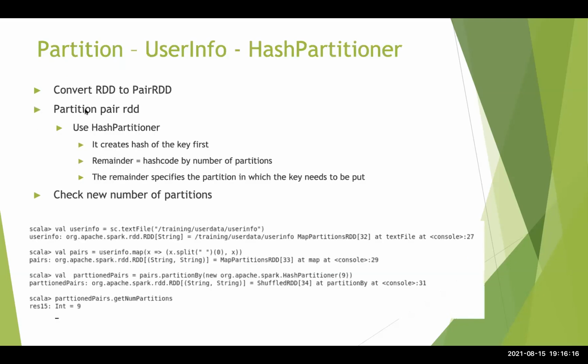So another thing is the HashPartitioner. I'm just trying to explain what HashPartitioner is. If you want to use HashPartitioner, you should have pair RDDs. Over the pair RDD, HashPartitioner works by creating the hash of the key first. Then, given the number of partitions, it divides that hash code by the number of partitions, and whatever remainder you get becomes your partition number. If you have used the modulo function a lot, you will understand what this is.